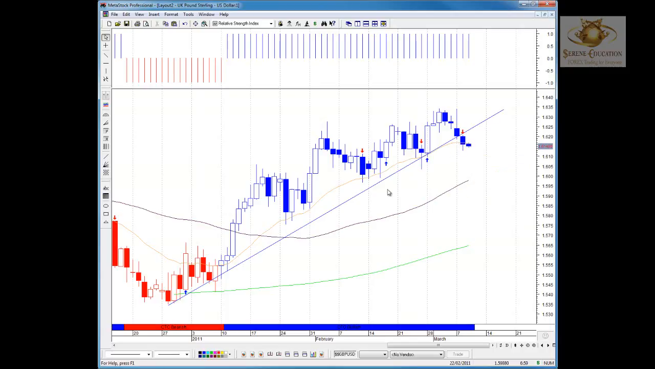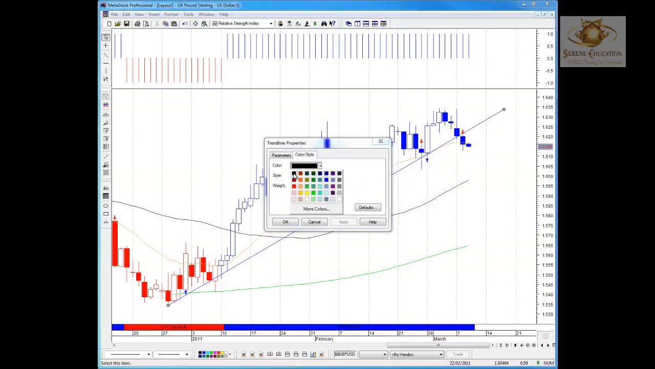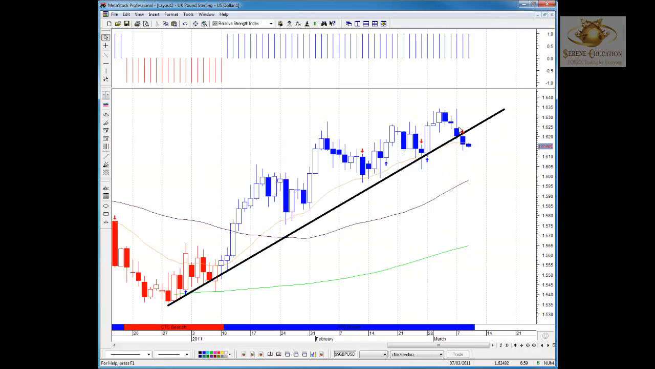Not a good sign, because the trend has now been broken, i.e. the uptrend in particular, and a moving average which has acted as a previous support line for a long period of time this year. So, bit of a negative signal there, wouldn't you think?